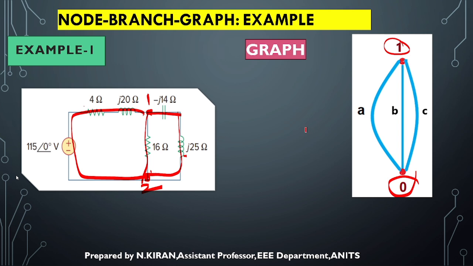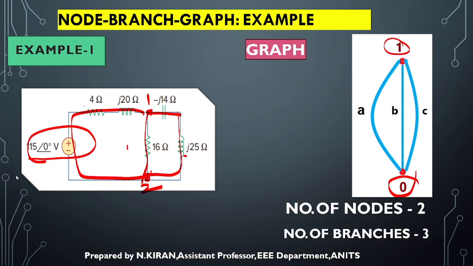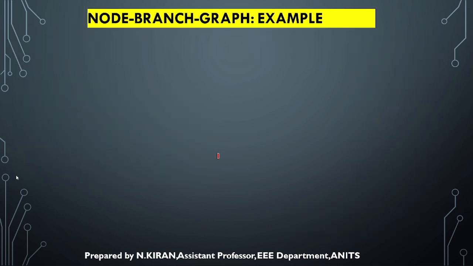If I have any sources, since I have a voltage source here, this voltage source I should replace by a short circuit. If I have a current source, then I have to replace that by an open circuit. So the number of nodes is 2, and the number of branches is 3.